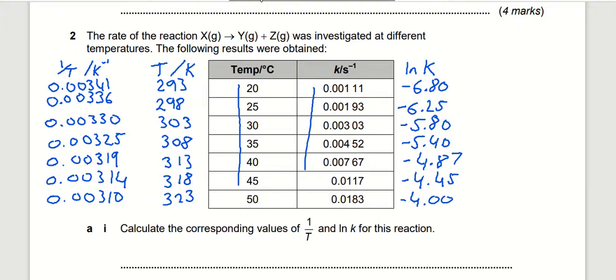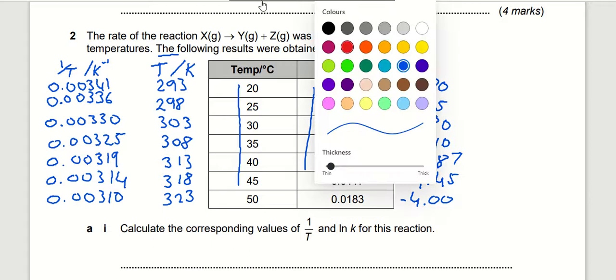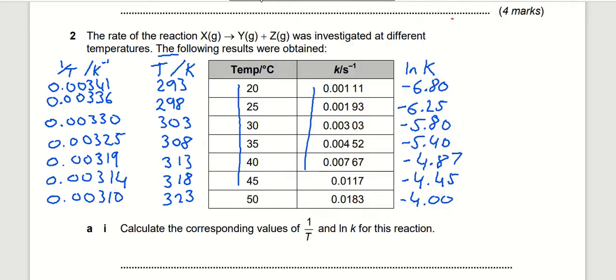So we can't plot this, so what we need to plot is 1 over T, but that temperature's got to be in Kelvin first. So the first thing that I've done here is put all these temperatures into Kelvin, so plus on 273 to each one. Once we've got them into Kelvin, then we convert them into 1 over T, so just do 1 divided by each one. And that gives us the x-axis that we're going to plot.